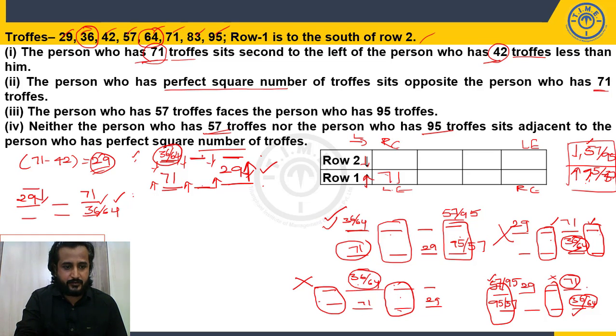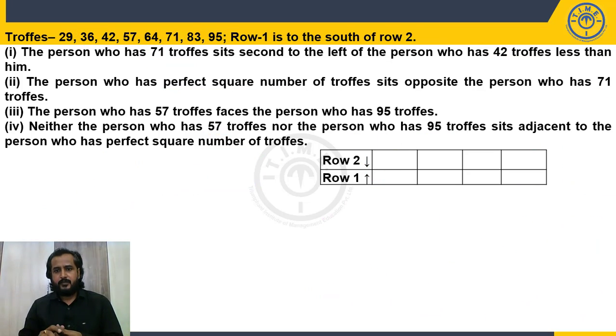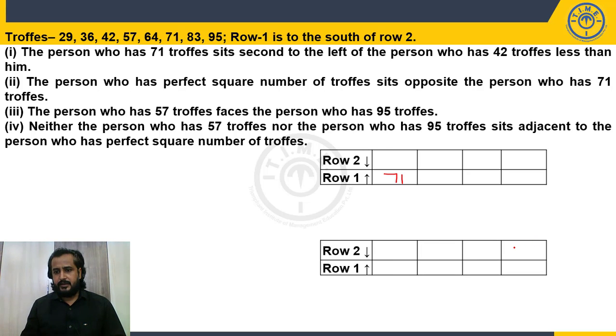I'll give the clear picture of this diagram. Now one case is 71 here. What is the other case? 71 here. Right. In the one gap, which number will be there? 29. 71 opposite is 29. The opposite of the perfect square is 36 or 64.